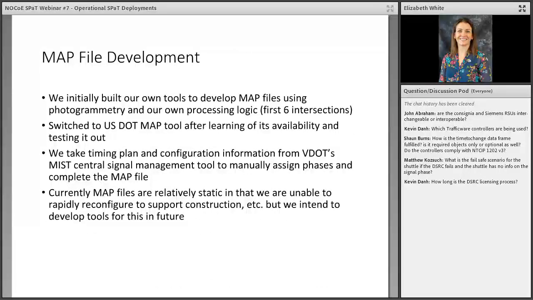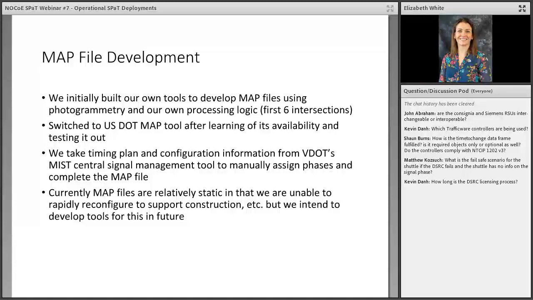All right, so regarding map file development, we initially built our own tools to develop the map files using photogrammetry, which is essentially top-down photos, and then we click out points to define the lanes, and then use our own code that we wrote to process and put the logic in to determine the approaches. And we did that for the first 6 intersections, and quickly realized that that was going to be a very time-consuming process and difficult to maintain.